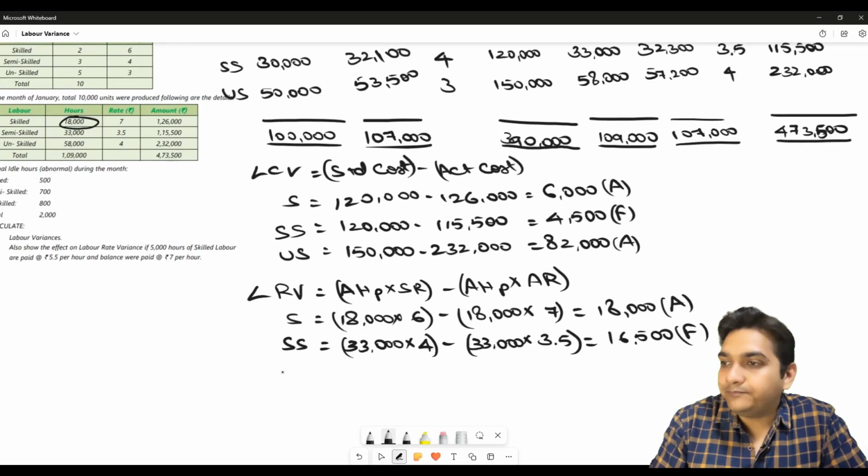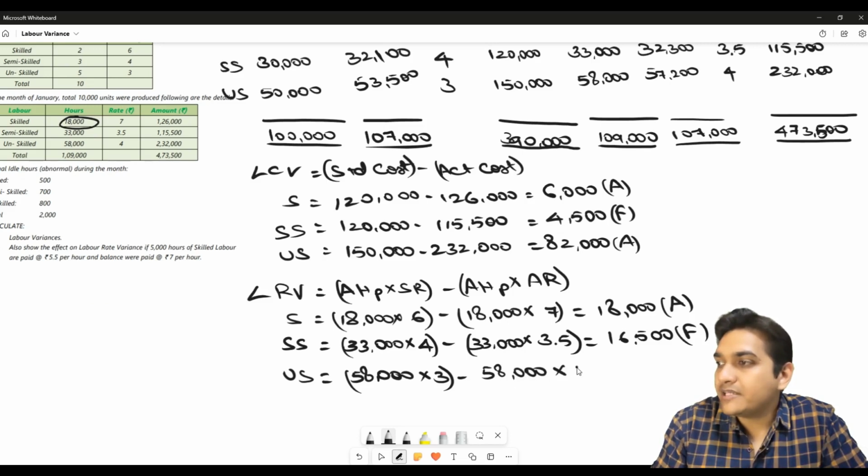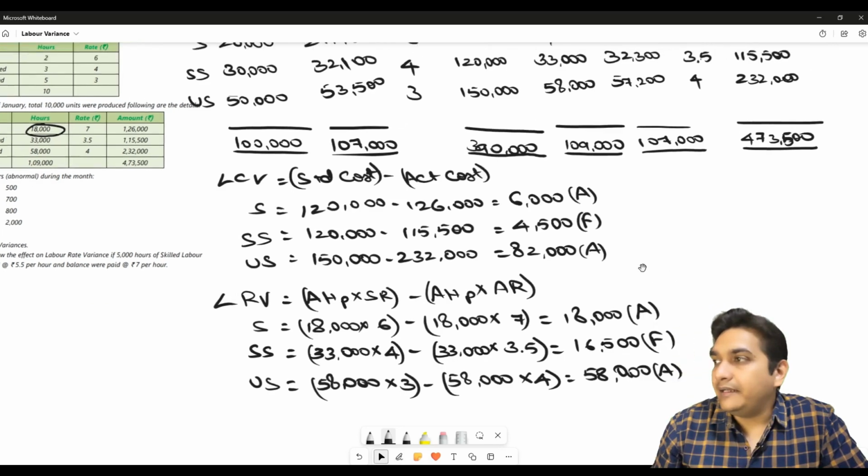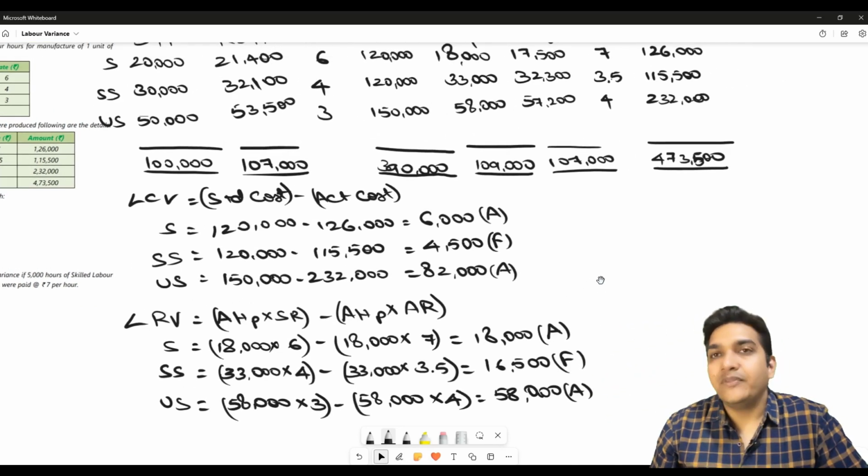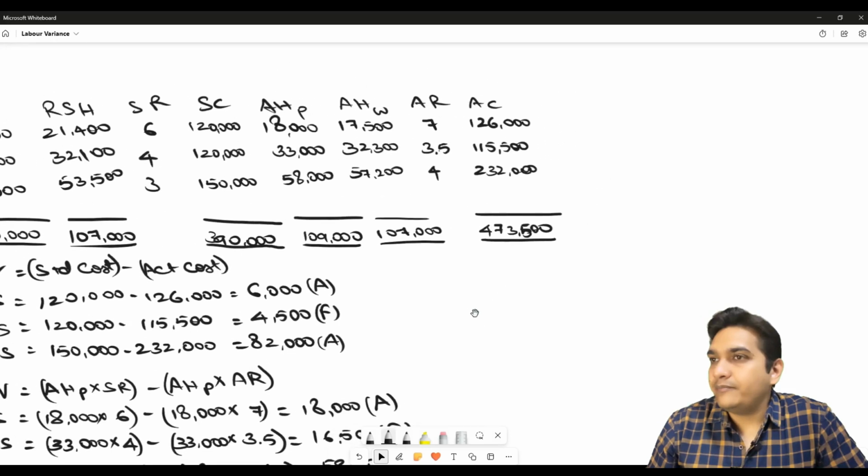Then we have unskilled. My actual hours paid is 58,000 into standard rate of 3 minus 58,000, which is actual hours paid, into actual rate of 4. So the variance comes to 58,000 adverse. Right. Now next let us calculate labor efficiency variance.